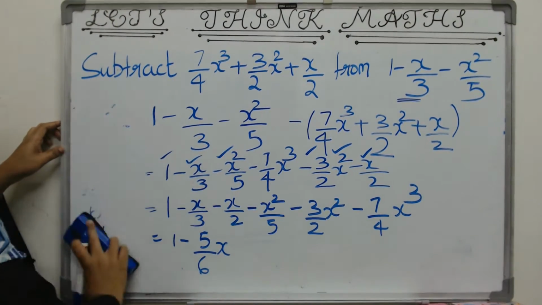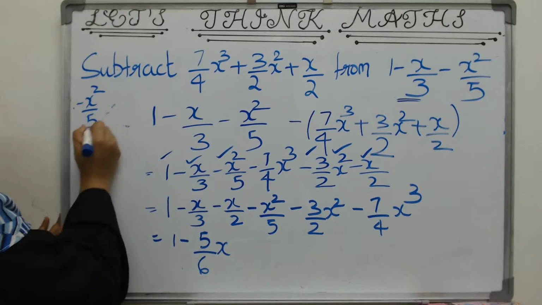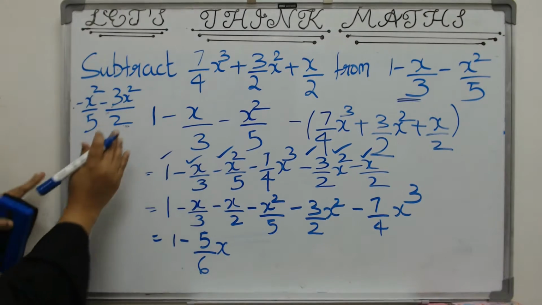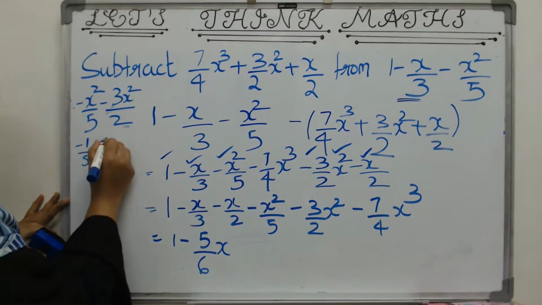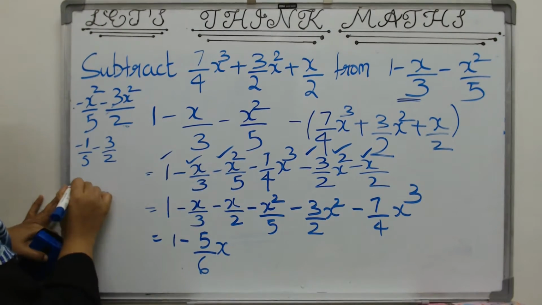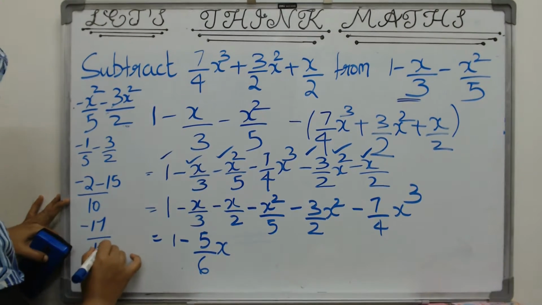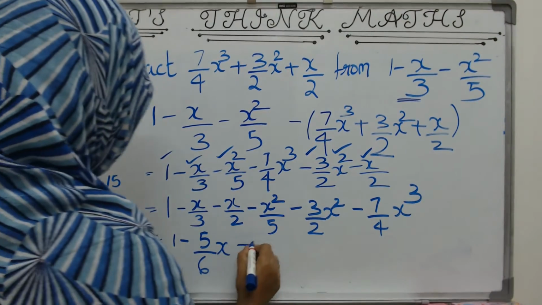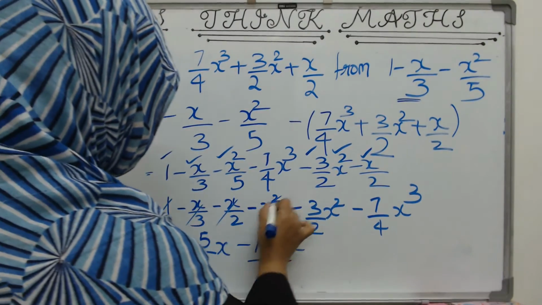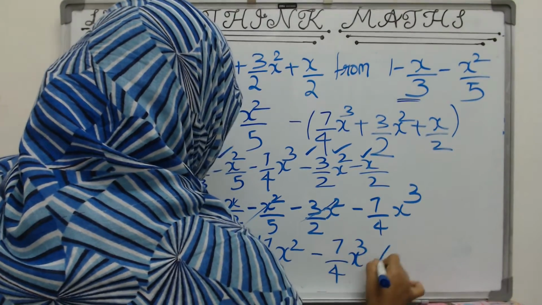Now, what about the x square? It is minus x square by 5 minus 3x square by 2. Again, forget about x square. Just do minus 1 by 5 minus 3 by 2 and to the answer add an x square. So again the LCM will be 10. Here you will have minus 2 minus 15, that would be minus 17 by 10. Do not forget to add the x square. Minus 17 by 10 x square. Okay, so this is done, this is done, this is done, this is done, and this is done. Just the last one left. So this is the answer.